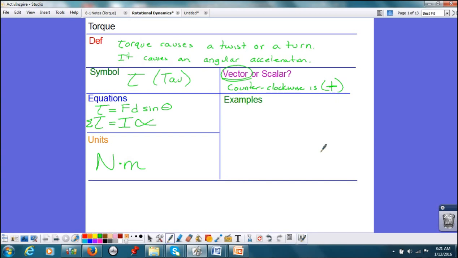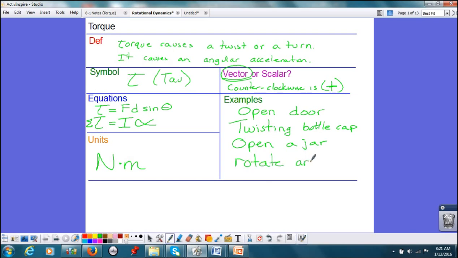Some examples. Well, anytime we've got a twist or a turn. So every time we are opening doors, okay, we are causing a door to rotate, to twist or turn. If we open a bottle cap, so if we twist off a bottle cap, so you open up your water bottle, okay? Again, you could open a jar. All of these things are causing a twist or a turn. Similarly, you could simply just rotate your arm. So those are all examples of a torque.